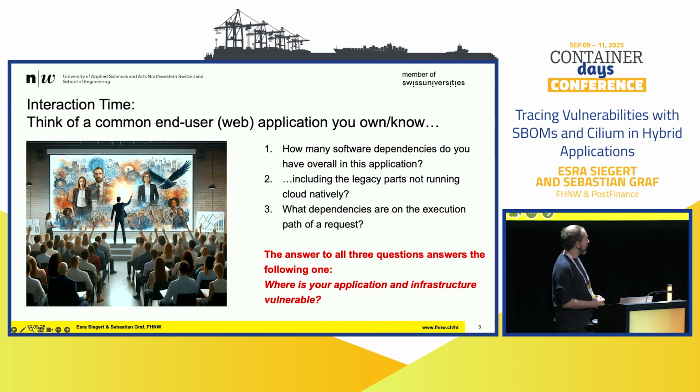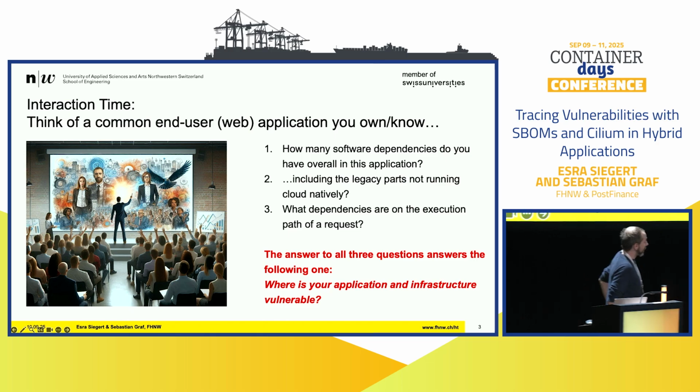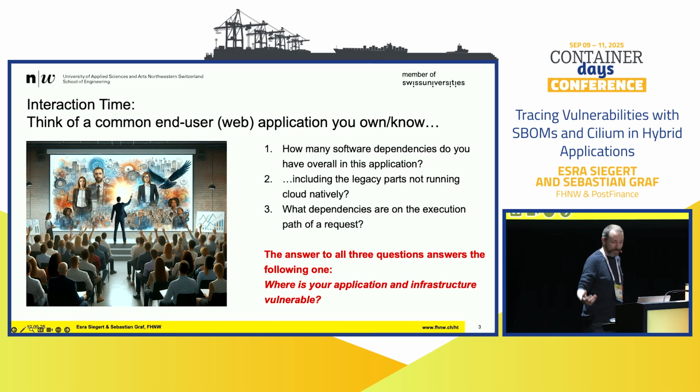We all know this famous Log4Shell vulnerability from a couple of years ago. So you have a request coming into your load balancer, your application handles it, and then it goes to your legacy part and goes back to your cloud native part and so on. The answer to all of these three questions gives you the answer of where your application is vulnerable or where it is not.